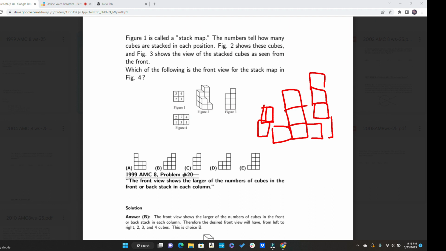So we're looking for something that has 2, and then 3, and then the front view finally has a 4, right? Because that's the only thing you're going to see in a front view is the 4 cubes, not the 1 cube in front of those 4 cubes. So 2, 3, 4, that looks the most like B, and that is our answer.